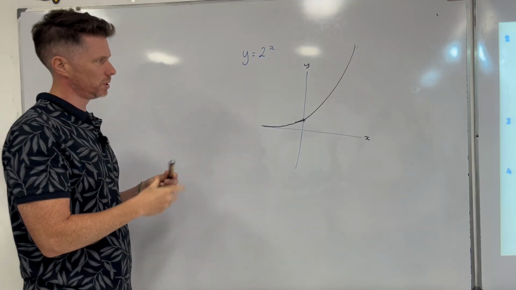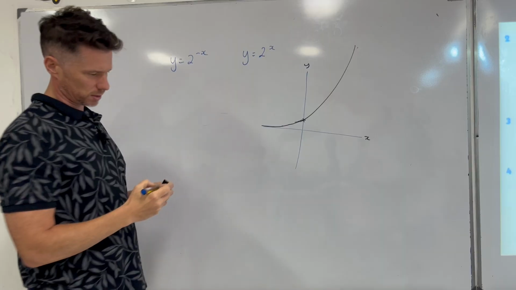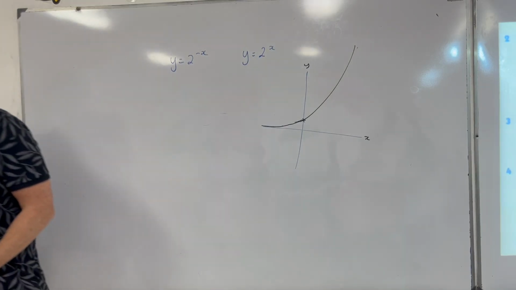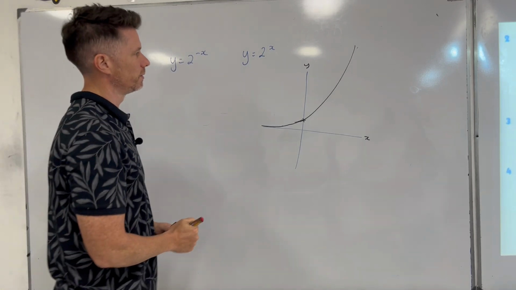Y is equal to 2 to the negative x. What would that look like on the same graph? Log. Opposite. Log. Reflected. Yes. It would look reflected in the y-axis.